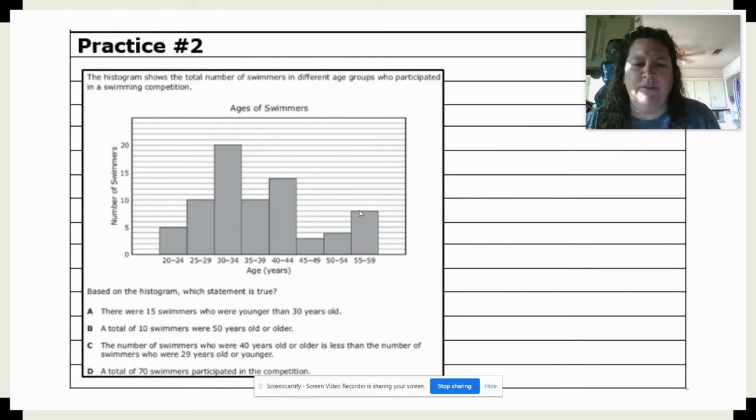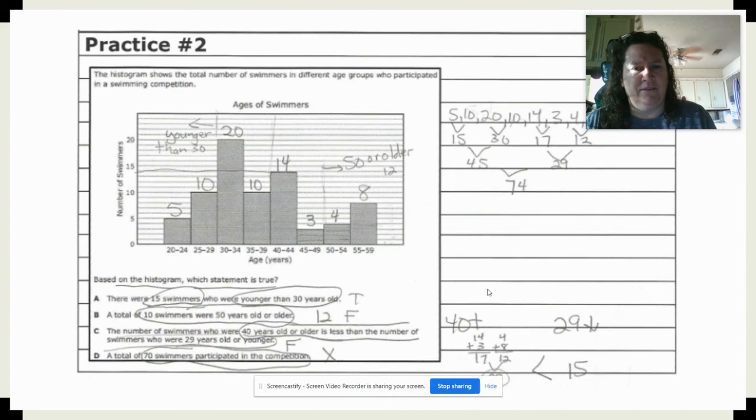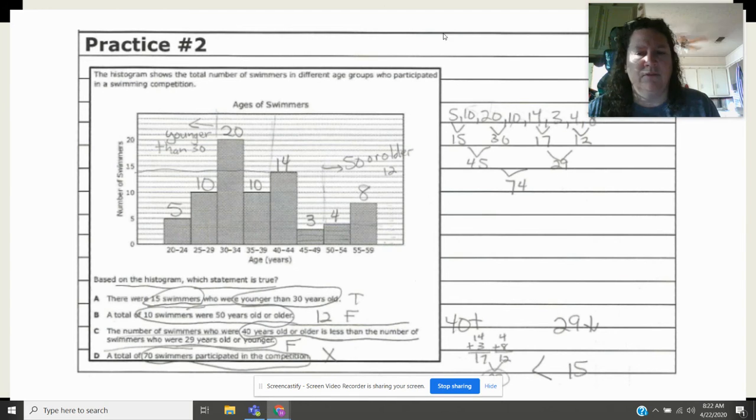But can I tell if there's a swimmer that's exactly 22 years old? No, I can't. I can tell that there's 5 somewhere between the age of 20 and 24. That's the thing with histograms. We have no specific values. Okay, I do know that I don't have any under 19, and I do know that I don't have any over 60. So let's look at how Miss Garcia interpreted this particular histogram.